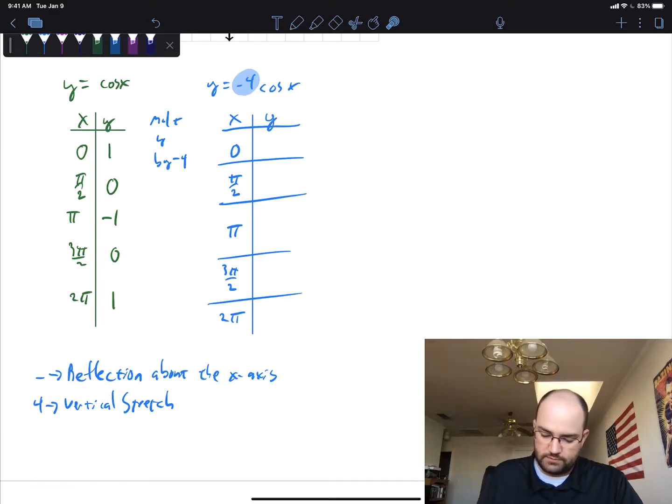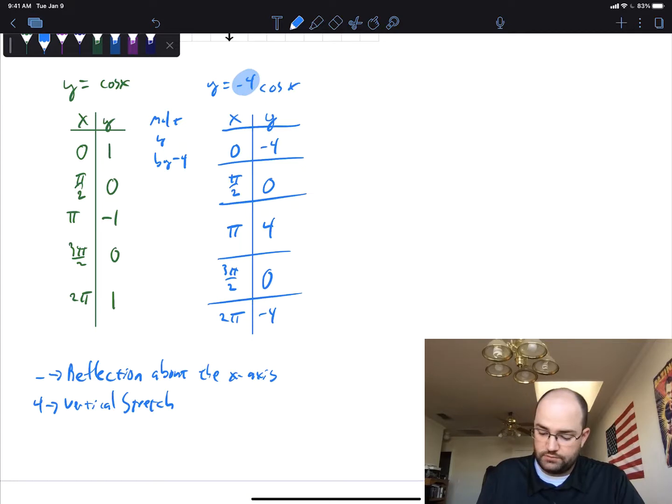Okay, so multiply these y values by -4 here. 1 times -4 is -4. 0 times -4 is 0. -1 times -4 is +4. 0 times -4 is 0. And 1 times -4 is -4. Awesome.